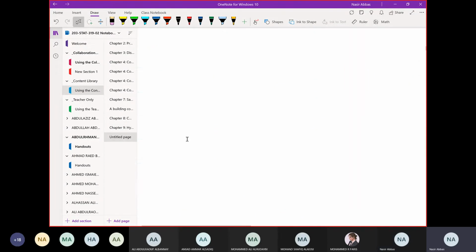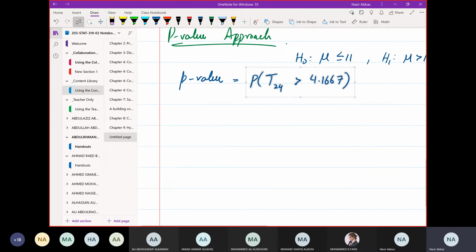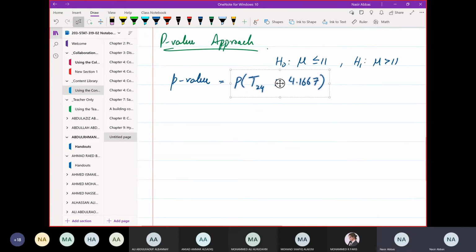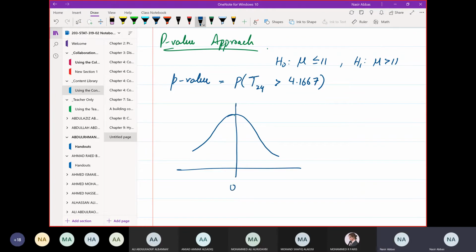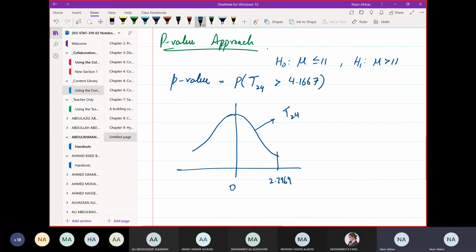I will write it here. The T distribution is also a symmetric distribution. It is like this. The center of the T distribution is 0. Let us assume this is the T distribution with 24 degrees of freedom. From the T table, we see that the last available value is 2.7969, and the area above this value is 0.005.